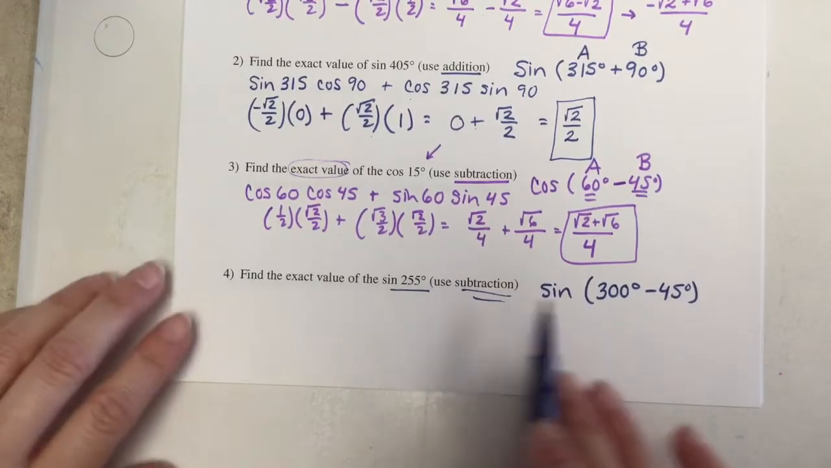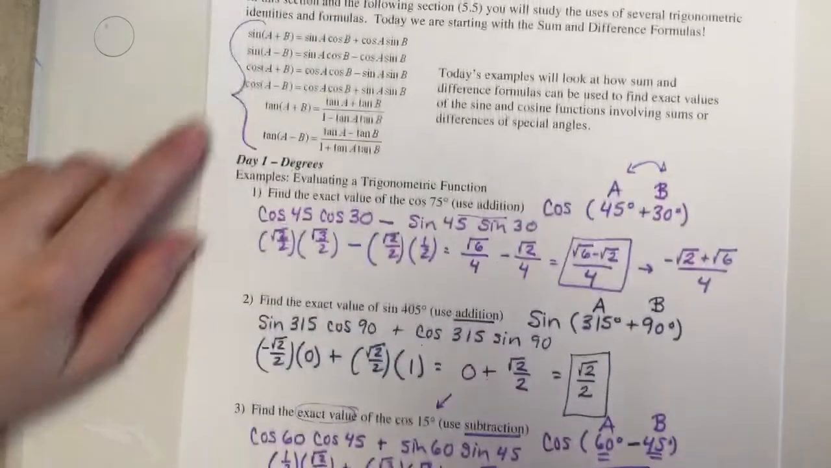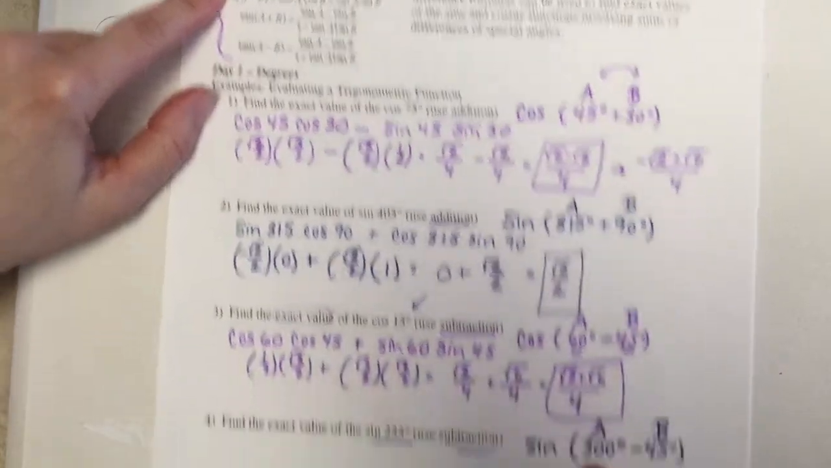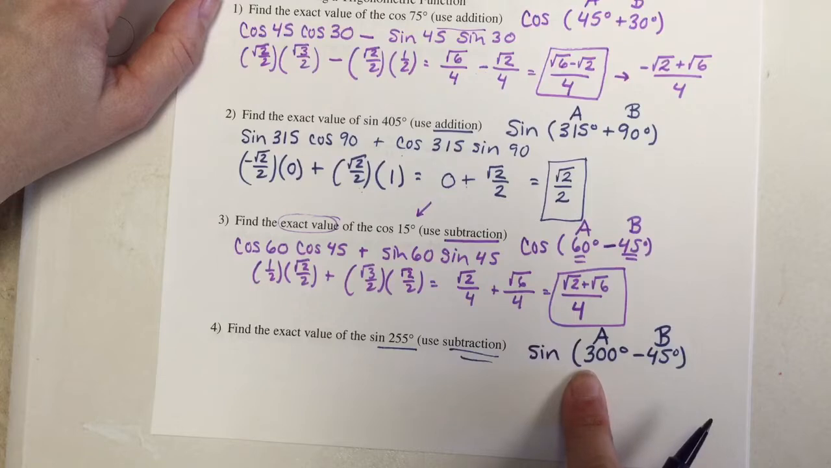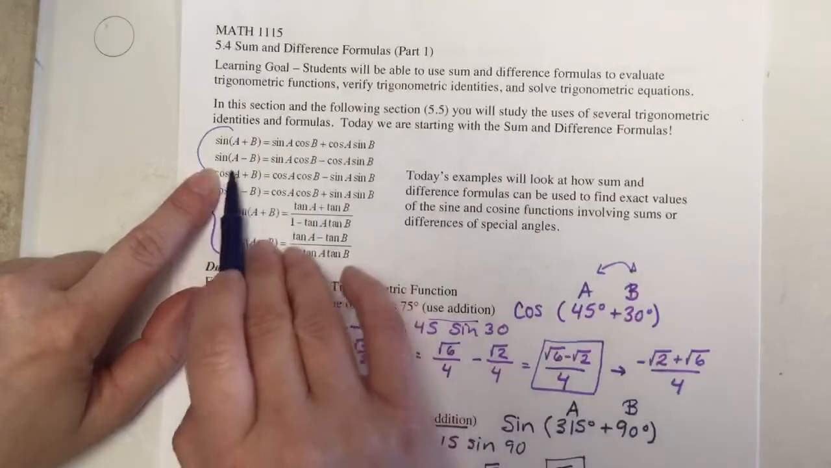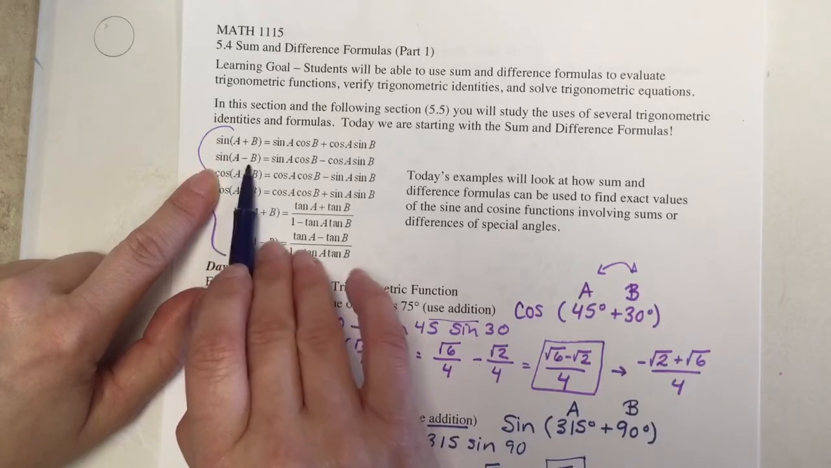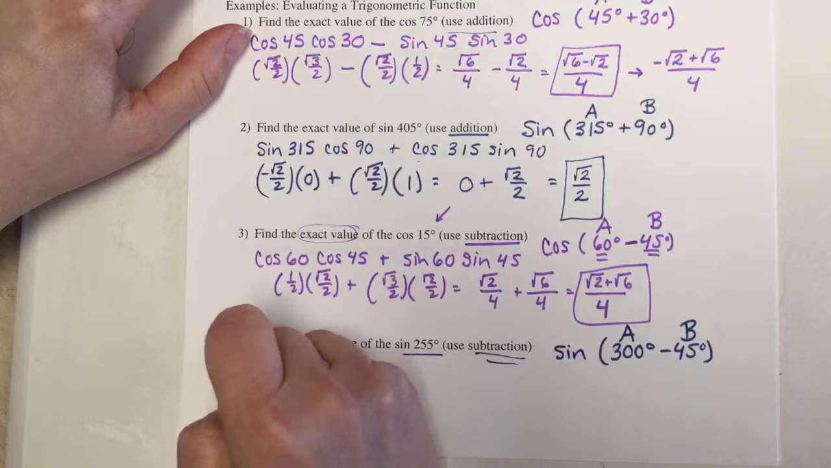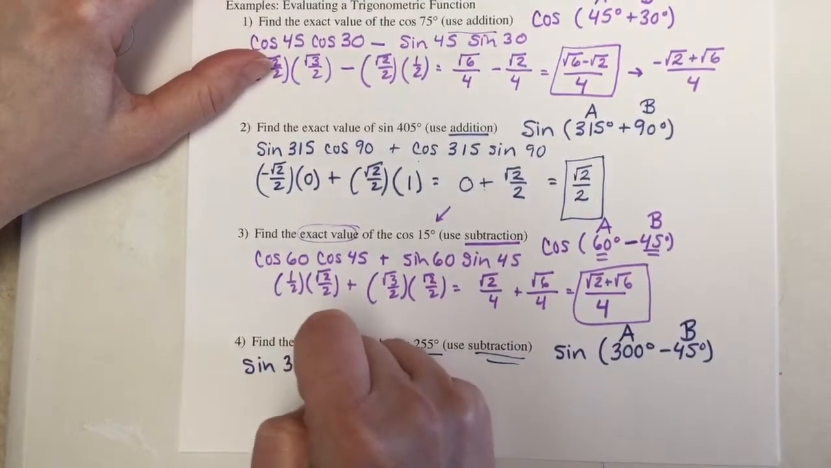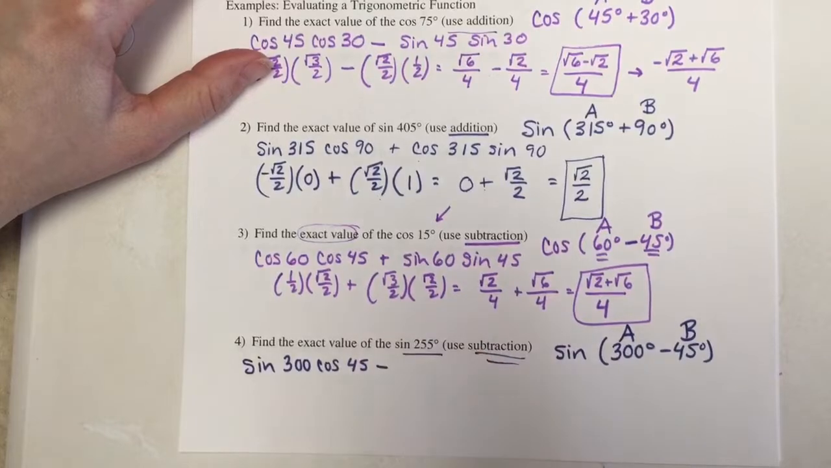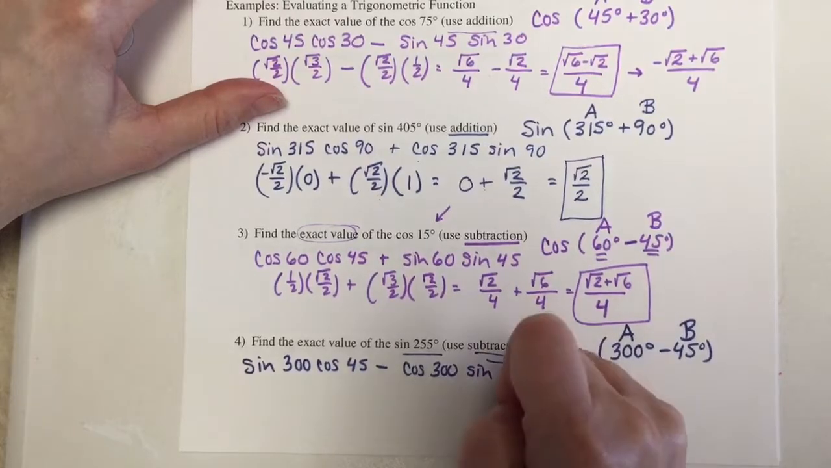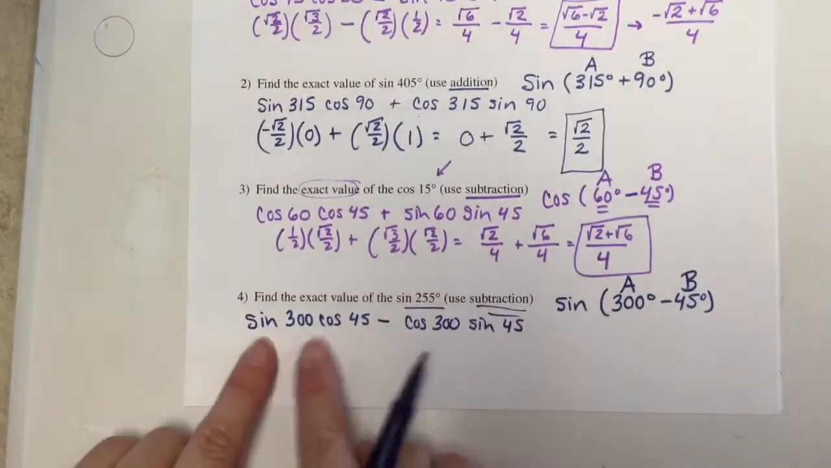Now I have to look at the formulas. So I'm looking at sine and subtraction. So it's right here. So it's the sine of A. Remember, A is the first measurement. So when they say A, I'm using 300. When they say B, I'm using 45. This is the formula I'm using because it's the sine and it's subtraction. So the sine of A times the cosine of B minus the cosine of A times the sine of B. So that's how I'm going to set this up. So sine of 300 times the cosine of 45, minus the cosine of 300 times the sine of 45. So this is my setup.